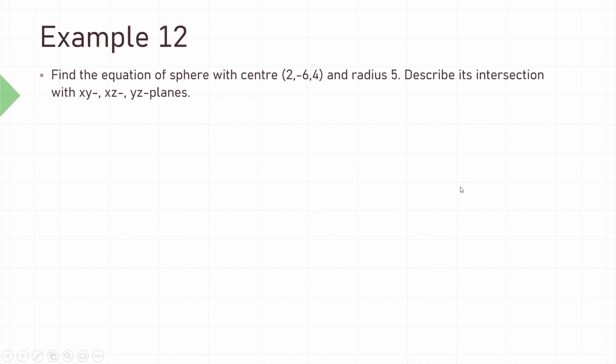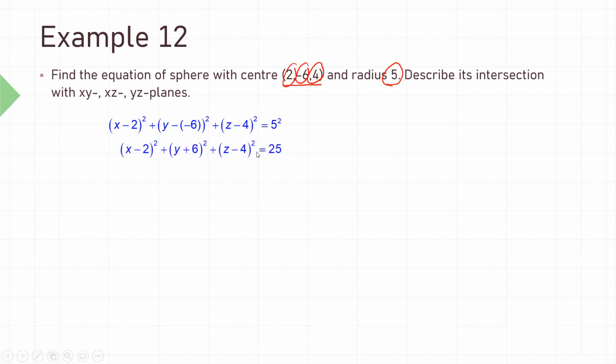Let's look at example 12. We need to find the equation of the sphere with center (2, -6, 4) with radius 5. So firstly, we find the equation of the sphere. Using the formula, we substitute the values of a, b, and c here. This is a, b, and c. So we get this formula. This is the formula for the sphere. But we also need to describe its intersection with the xy, xz, and yz planes. So we do one by one.